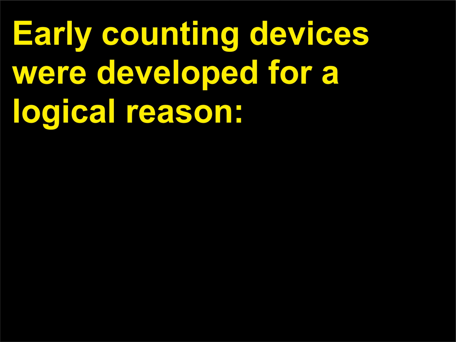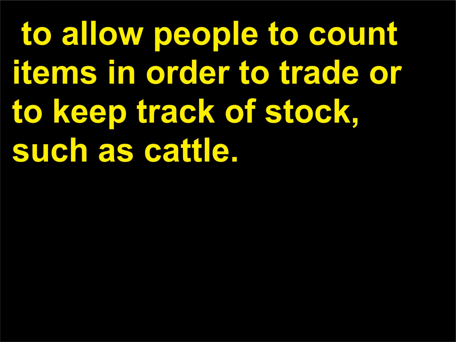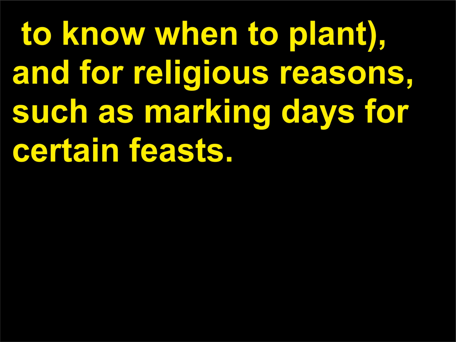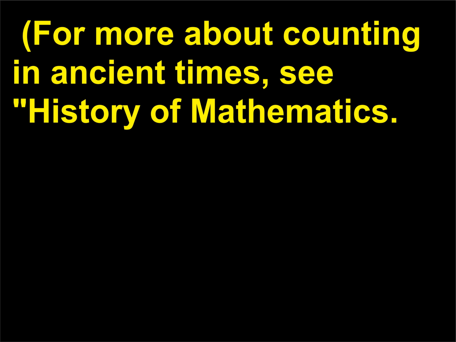Early counting devices were developed for a logical reason: to allow people to count items in order to trade or to keep track of stock, such as cattle. They also used simple counting devices to keep track of the seasons, mostly for agriculture, in other words, to know when to plant, and for religious reasons, such as marking days for certain feasts. For more about counting in ancient times, see History of Mathematics.